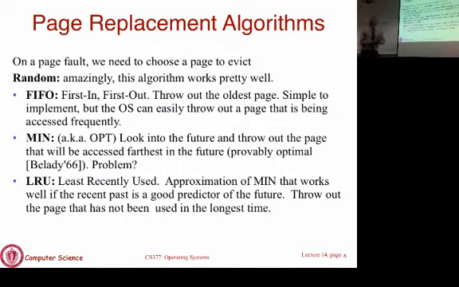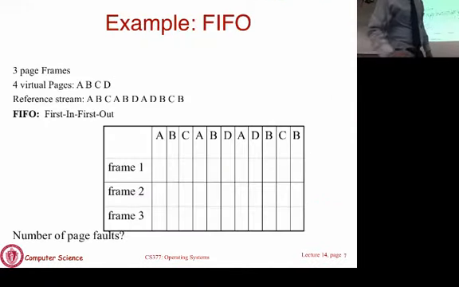We'll run through some examples. FIFO: throw out the oldest page. MIN: look in the future, throw out the one that's accessed farthest in the future. LRU: look at the past, throw out the page that was accessed the farthest in the past, assuming that reflects what might happen in the future as well. So we'll start with FIFO.